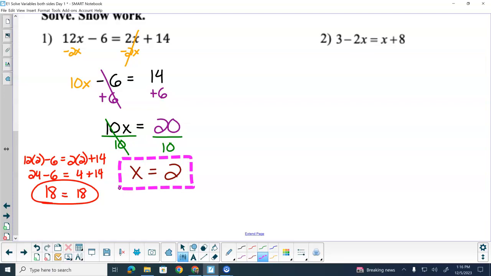Subtract 2x? No. Not an option. Still looking for 3 more options. We got, well, we could subtract 3. That's an option. What's another option? We have 2 more. We could subtract 8 from both sides. We got 1 more option.